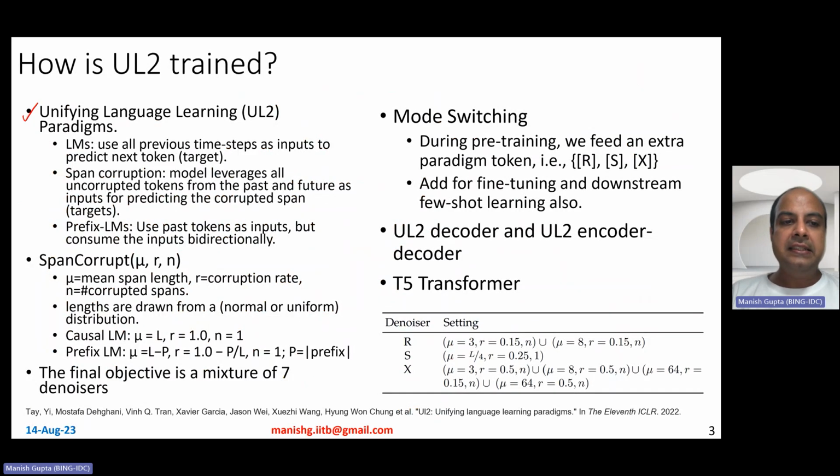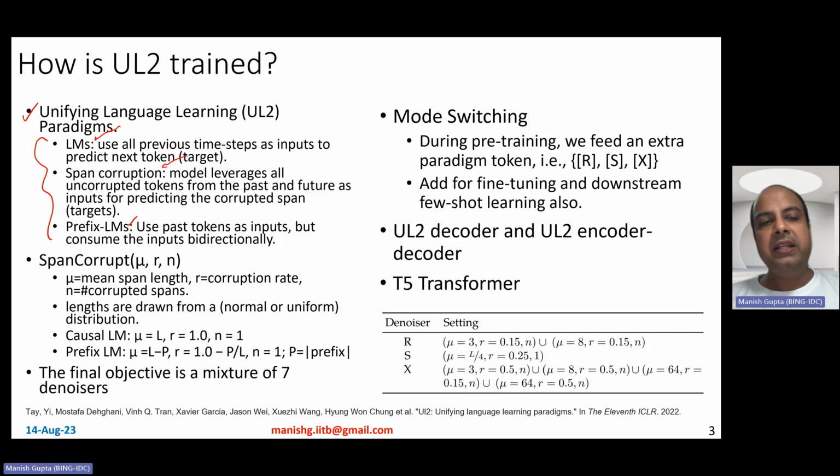The idea is that there are these three things that we talked about: language modeling, span corruption, and prefix LMs. UL2 tries to unify all of these three different paradigms of pre-training, right? We've already talked about these three on the previous slide. Language models are causal language models, span corruption is the same span corruption we talked about, and prefix LM is prefix LM, right? Where you have the prefix as input, and then you want to generate the sequence following the prefix.